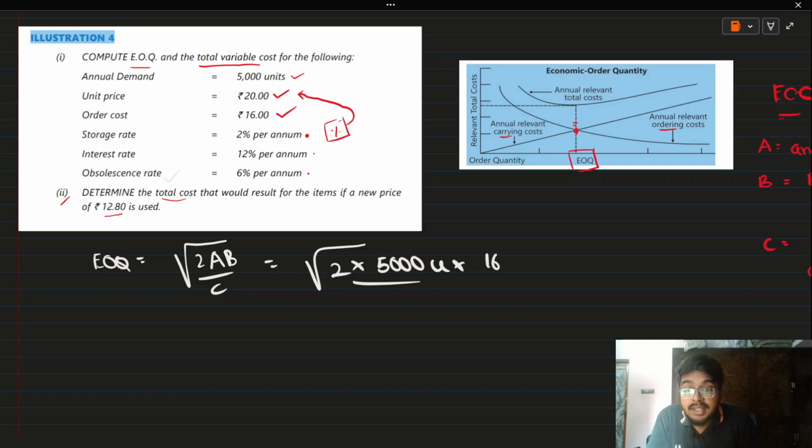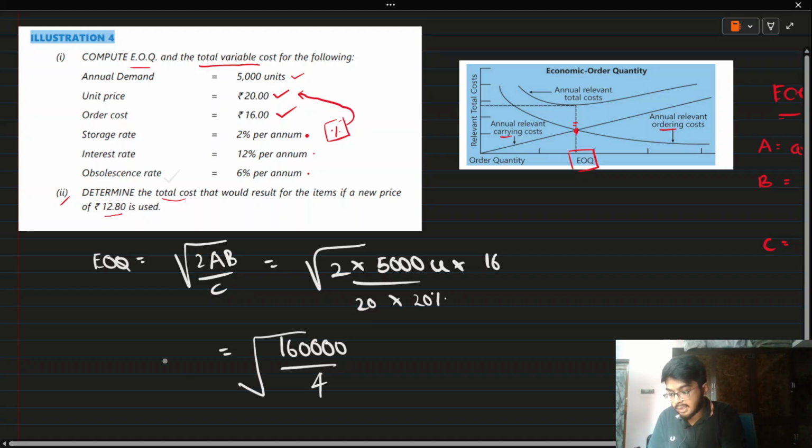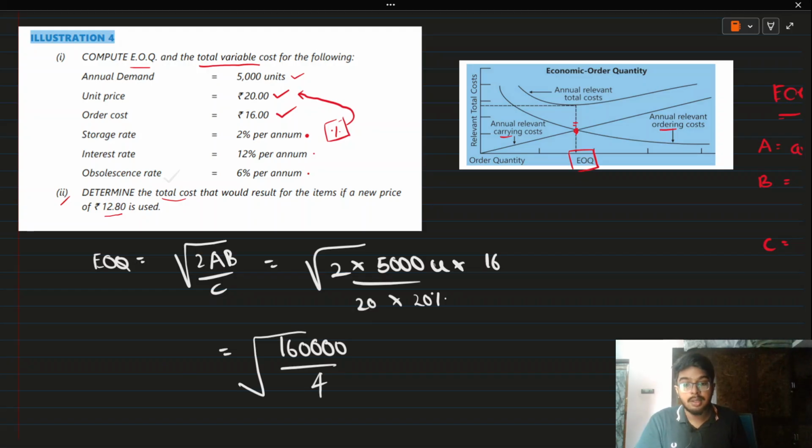So 2% plus 12% plus 6% comes to 20% on 20 rupees or purchase price. 1,60,000 divided by 20 into 20%, which is 4. Root of 1,60,000 divided by 4 comes to 200 units. 200 units is the EOQ.